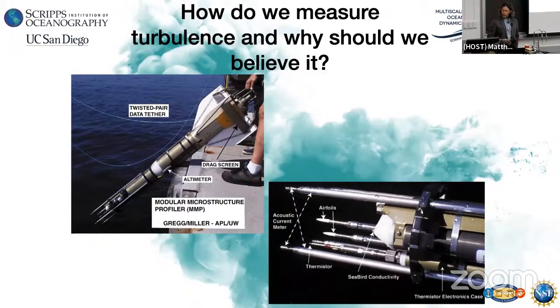Okay, I feel like I need to speed up a little bit. This is the old way we used to measure turbulence. This is actually Mike Gregg's microstructure profiler. Again, this is an incredible piece of engineering, about $300,000. You've got the shear airfoil probes here. You'll typically have the thermistors measuring temperature here, and then we also try to measure the small scale currents in front acoustically.